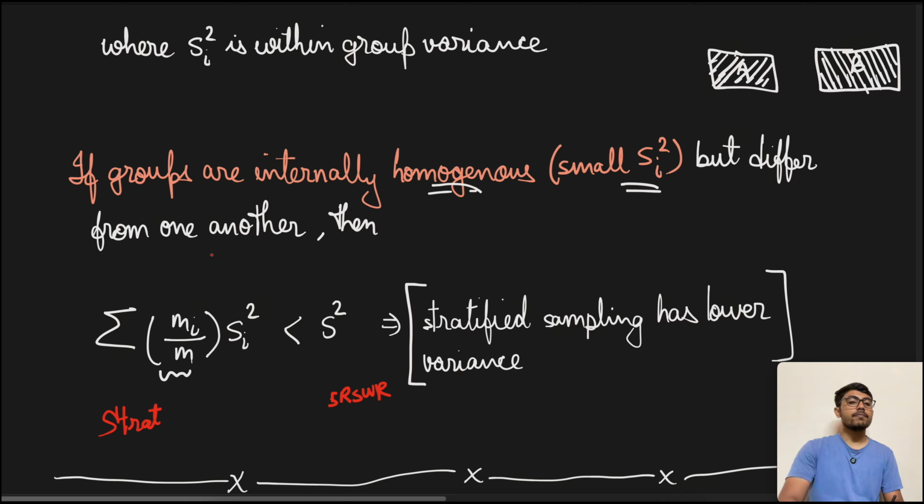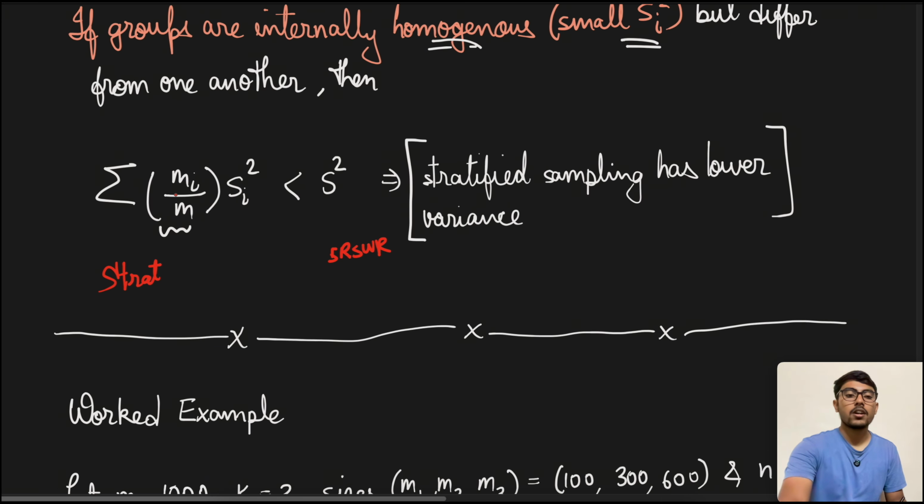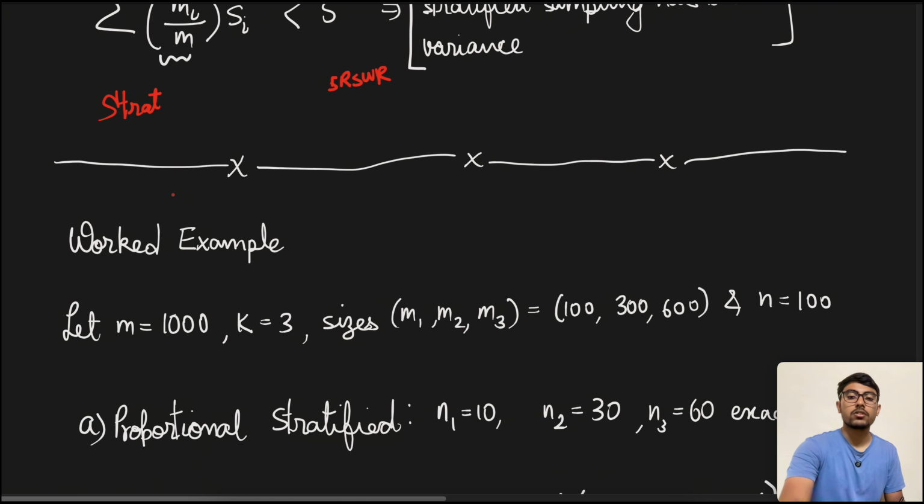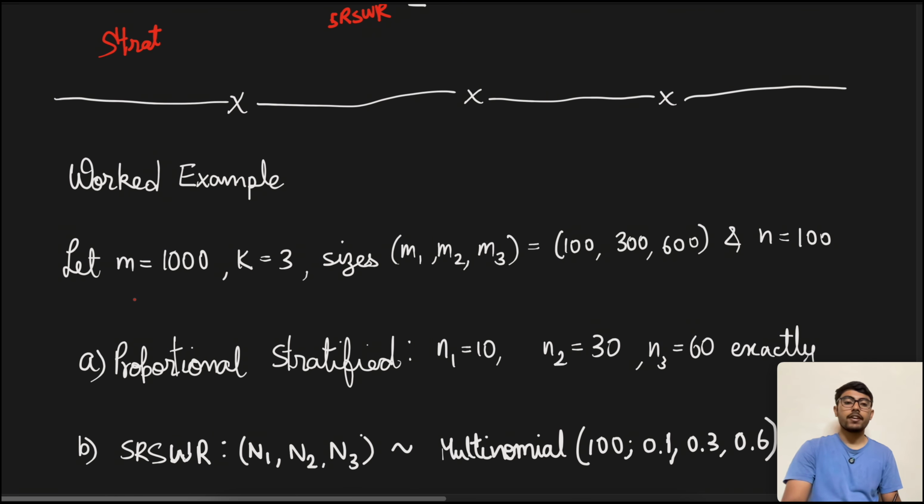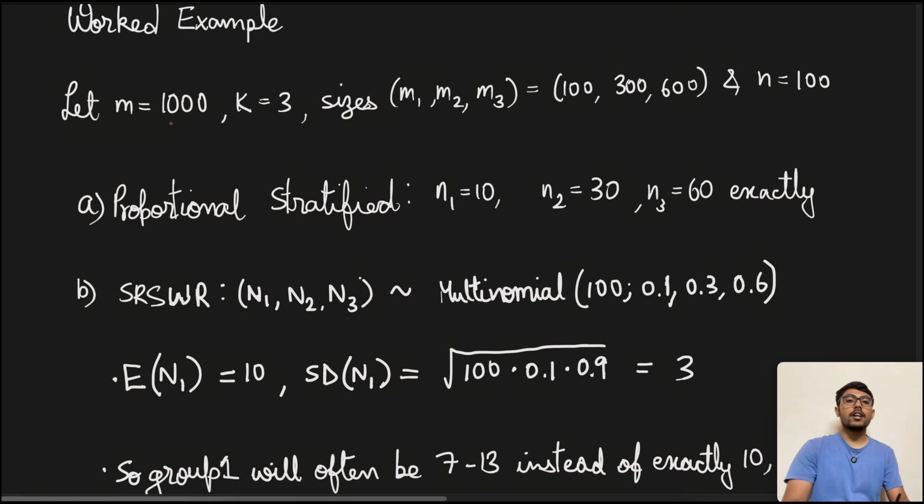All right, next we go to a worked example for this one, because obviously numbers and examples do clarify a bit, right? So for that we'll keep m, which is the total number of objects, as 1000, 3 groups of sizes m1, m2 and m3, 100, 300 and 600, and n, which is the sample size that we want, right? So in A, proportional stratified, the number would be quite simple, which is n times mi over m, hence 10, 30 and 60, right? 100 by 1000, 300 by 1000 and 600 by 1000.